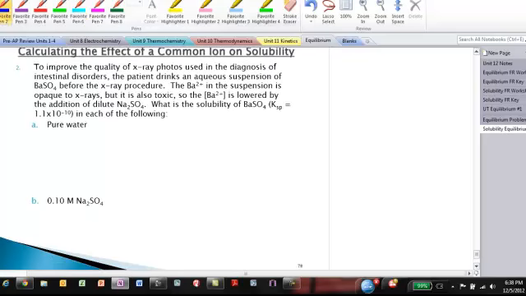So to improve the quality of X-ray photos used in the diagnosis of intestinal disorder, the patient drinks an aqueous suspension of barium sulfate. The barium ion in the suspension is opaque to X-rays, but it is also toxic. So the barium ion is lowered by the addition of dilute sodium sulfate. What is the solubility? Here's the question. Solubility of BaSO4, and they give us the Ksp, in pure water, and then in 0.1 molar Na2SO4.